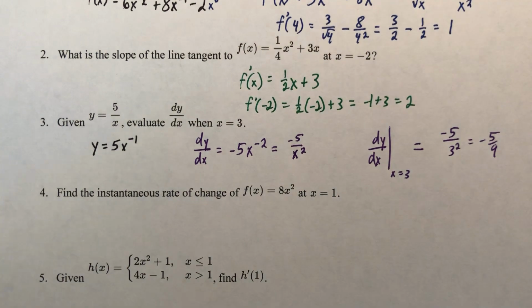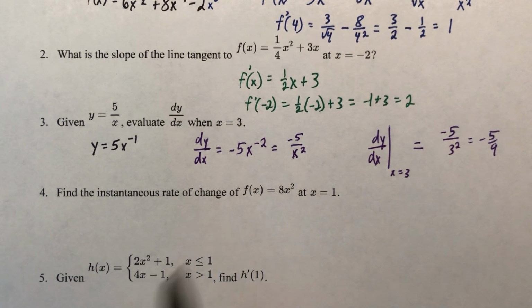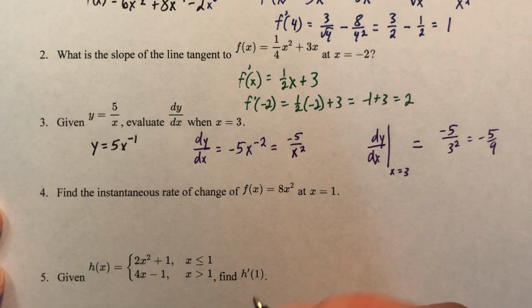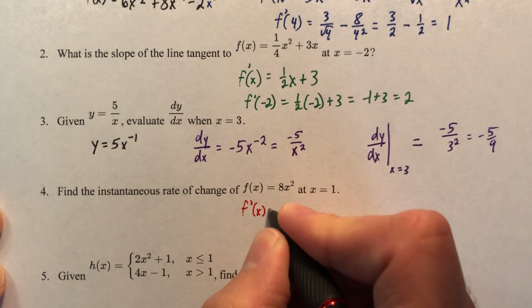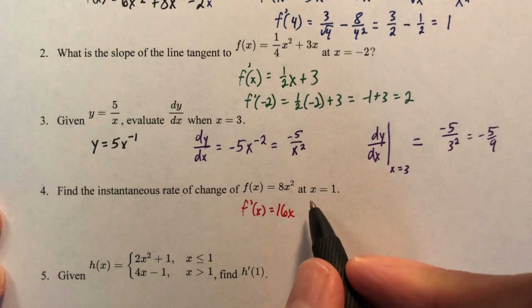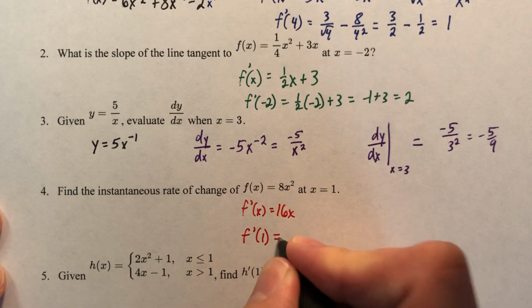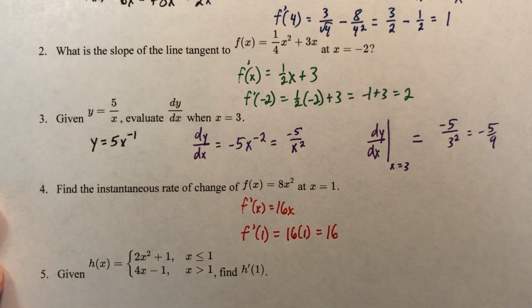Number 4, find the instantaneous rate of change. Same thing. I want to know the slope at a point. I want to know the change at one point. And we'll put this one in red, like I'm shouting at you or something, I guess. F prime is equal to 16x. This is going to be really straightforward, right? So I want to know what happens at x equals 1 with the slope. So the slope at 1 is 16 times 1. Nobody's surprised at that. That would just be 16.